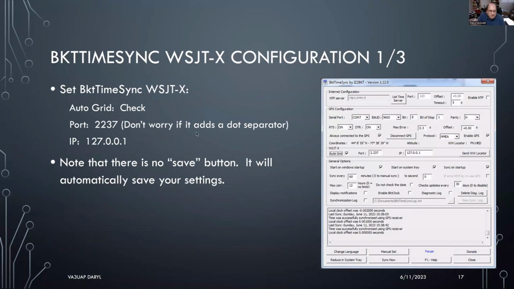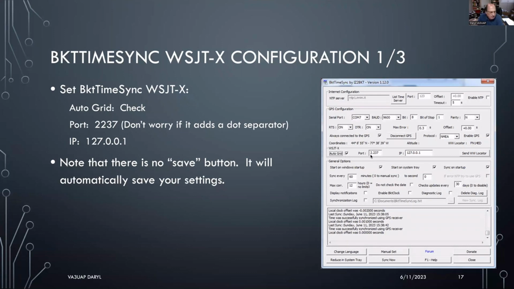Okay, so configuration of BKT TimeSync for WSJT-X. That's when we want to go into the GPS configuration here and go down to WSJT-X here, and we want to click Auto Grid. So this is from within BKT TimeSync. Okay, we need to tell it port 2237.